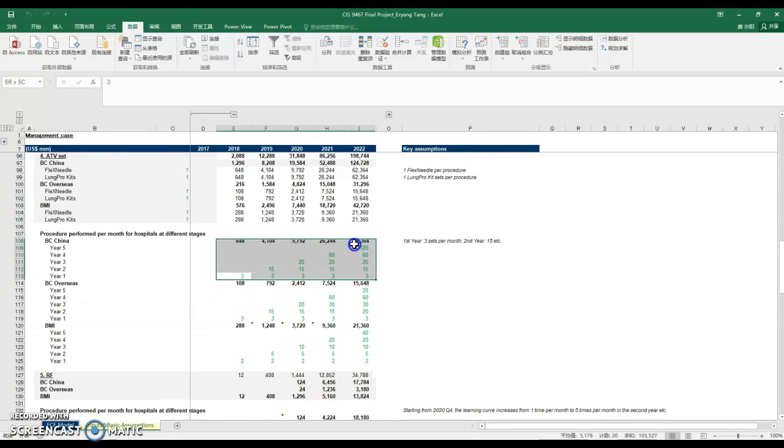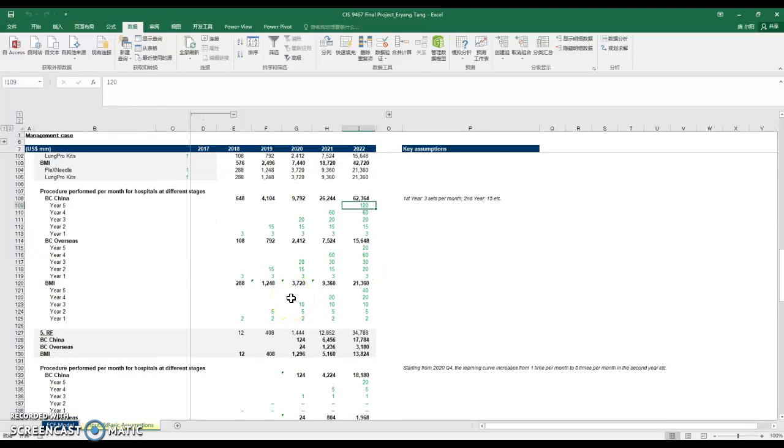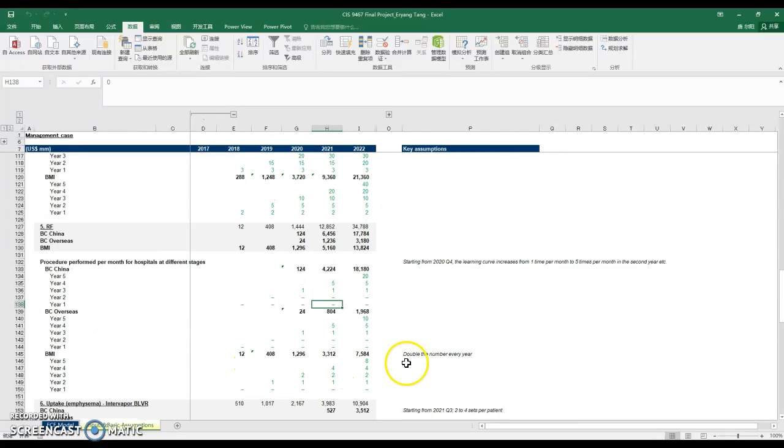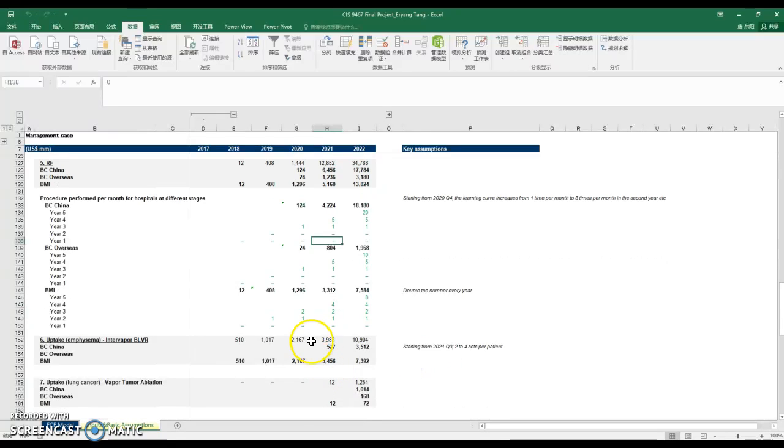Note that I have a learning curve assumption here, which means that in the first year, the quantity needed to finish the lung disease navigation process is at a very low level, 3 sets per month for each one of the hospitals. But this number will gradually grow up to 120 sets per month, as there's higher demand, there's definitely higher supply. And for RF, there's a learning curve assumption as well, except that the number will double every year.